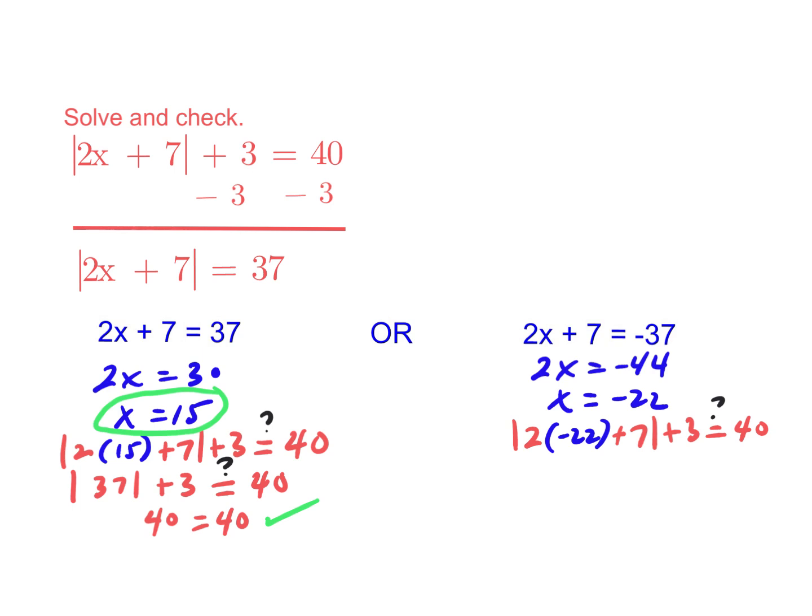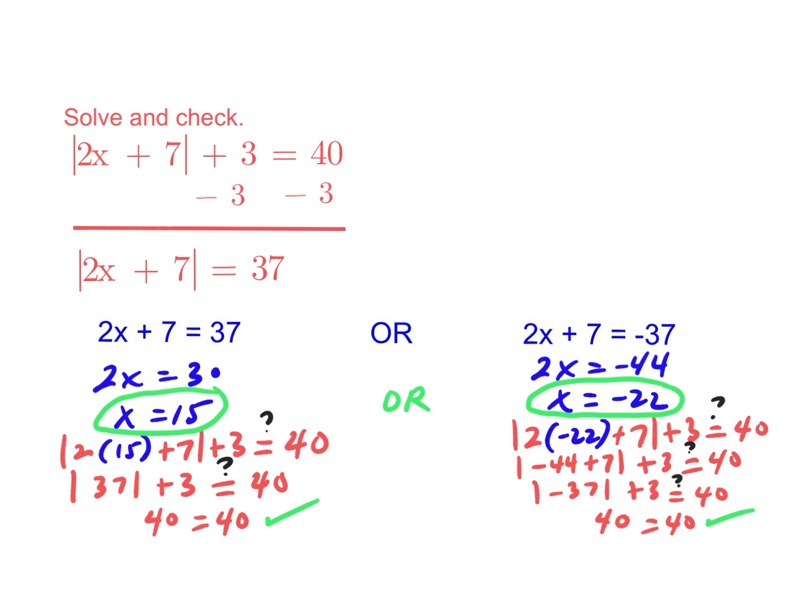Now I'm going to do a little more work here or show a little more work because there's a little more going on with the negatives. The other one's pretty straightforward. All right? So 2 times negative 22, what's that? Negative 44 right here. Okay. Negative 44 plus 7? Negative 37. Okay. Absolute value of negative 37 is positive 37. So we're good again. Positive 37 plus 3, that's 40. So yes, 40 does equal 40. Again, we're good. Check, circle.